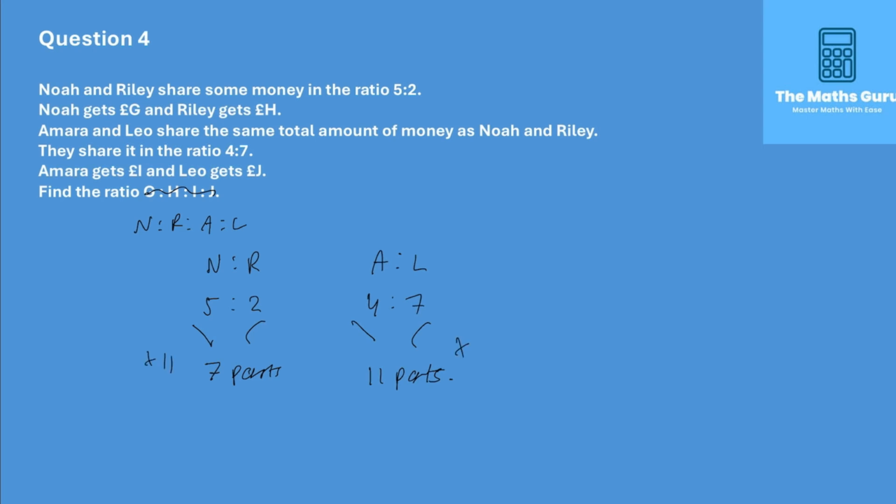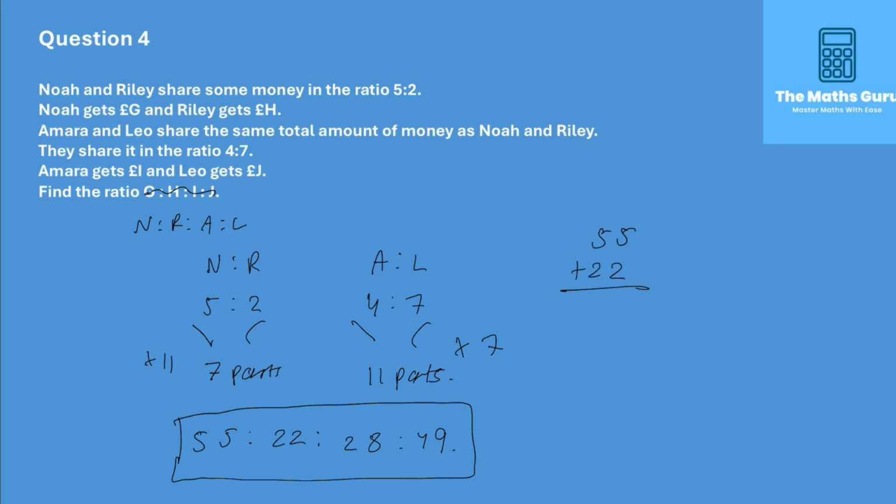I'll do this by timesing this ratio by 11 and this one by 7, and the ratio becomes 55 to 22 to 28 to 49. And this is our whole ratio. And just to prove that they have the same amount of money, 55 plus 22 is our 77, and then 49 plus 28 also gives us our 77.